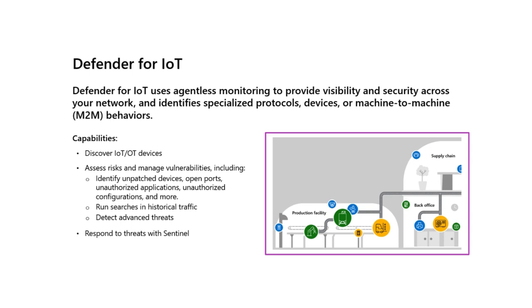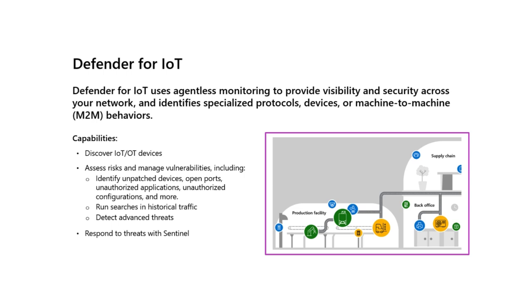Microsoft Defender for IoT is a unified security solution built specifically to identify IoT and OT devices, vulnerabilities, and threats. Use Defender for IoT to secure your entire IoT and OT environment, including existing devices that might not have built-in security agents. Defender for IoT provides agentless, network layer monitoring, and integrates with both industrial equipment and Security Operations Center (SOC) tools. Agentless device monitoring: Defender for IoT uses agentless monitoring to provide visibility and security across your network and identify specialized protocols, devices, or machine-to-machine (M2M) behaviors.